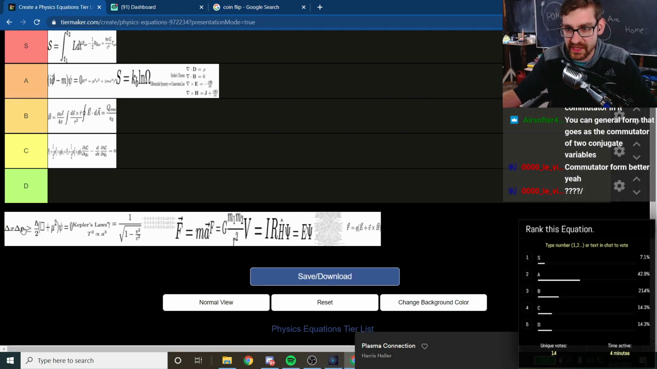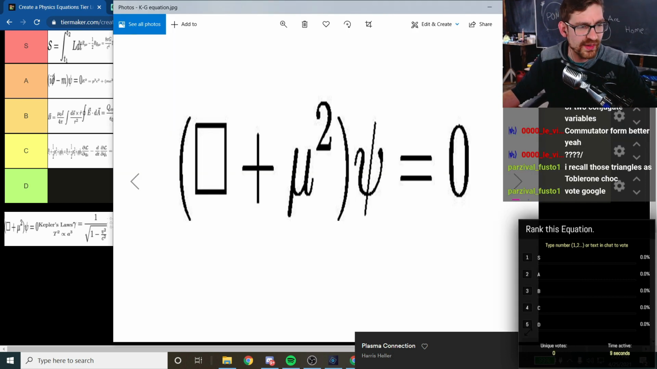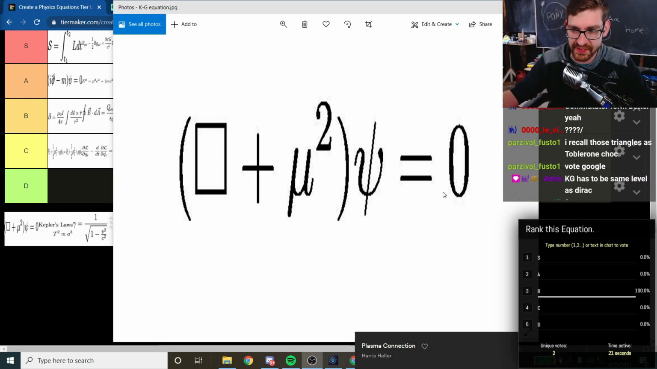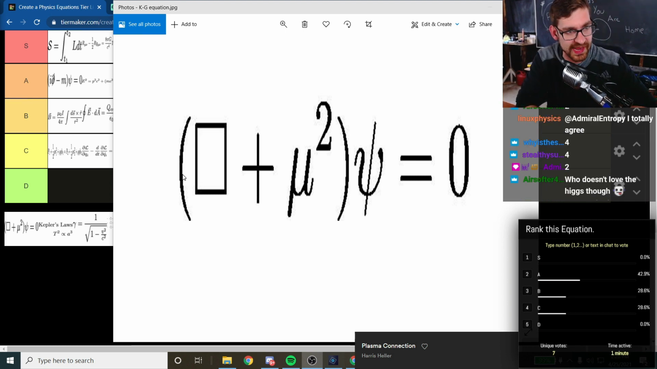I disagree firmly, but I gotta save mine. I gotta save my next one. Next up, Klein-Gordon equation. Of course, the solution to Einstein's energy. It has to be the same level as Dirac. I firmly disagree. I do not believe it has to be on the same level as Dirac. I am not impressed with the Klein-Gordon equation. Listen, I told you I would pull rank, and I'm pulling rank. Just because it's a rewriting of twice of Dirac's.